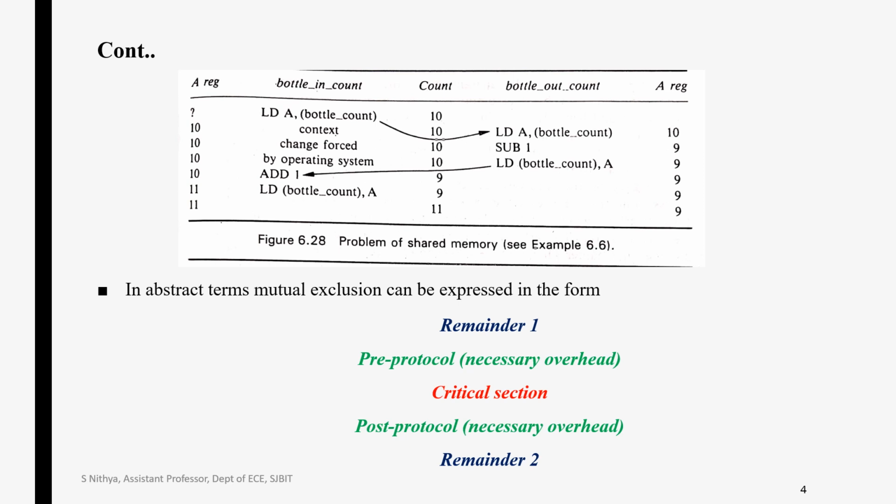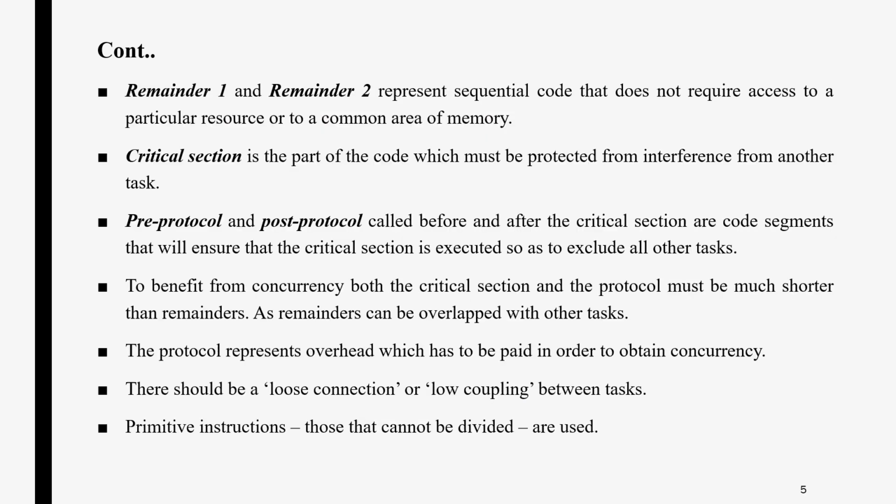Mutual exclusion provides security to the resources. It can be expressed in the form of reminder 1, pre-protocol, the critical section, post-protocol, and reminder 2. The pre-protocol and post-protocol are necessary overhead. Reminder 1 and reminder 2 represent sequential code that does not require access to the particular resource or to a common area of memory.